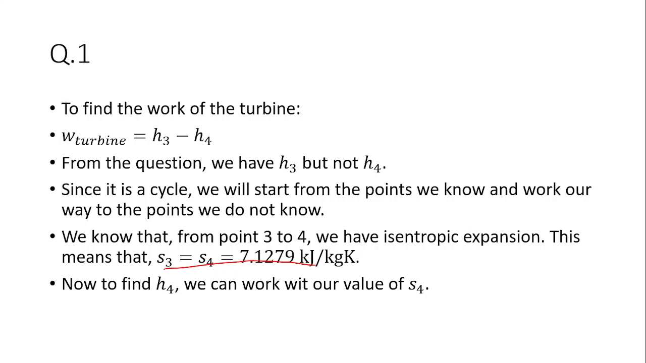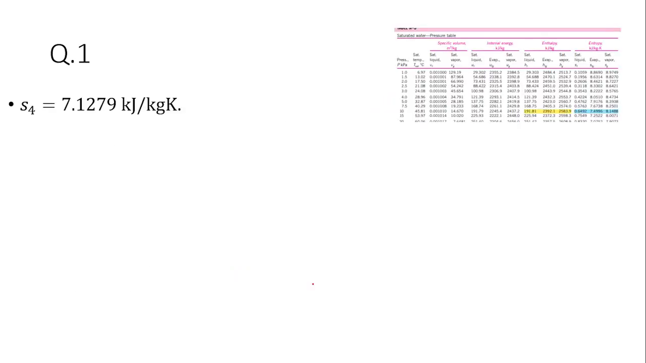Now we can use that to find H4, because remember that when you are dealing with something like water and steam, you need two parameters to be able to determine the other properties. So usually if you have temperature and pressure, you can find anything else. In the same way, here I have entropy and I have pressure, so I can find everything else I need to find. So we know the entropy at point 4 to be 7.1279. We also know the pressure to be 10 kilopascal.